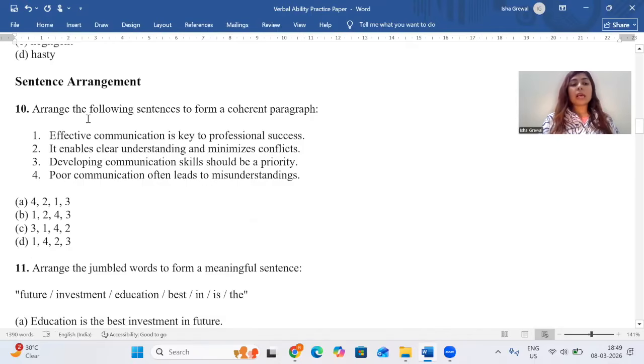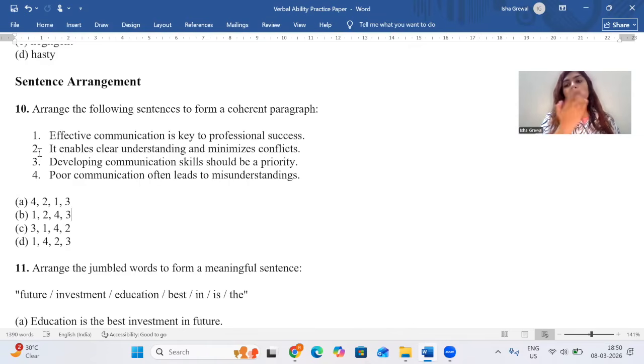Okay, question number 10 is asking you to arrange the following sentences to form a coherent paragraph. Now, the first thing is you have to find out which sentence is going to begin your paragraph. If you find out the first and the last sentence, always tally the options and you are good to go. You are going to find out the answer. Effective communication is a key to professional success. Definitely it is going to begin the paragraph. It enables clear understanding and minimizes conflicts. Now, 1 and 2 are a mandatory pair. So, guys, what I suggest to my students is, if you are able to find the mandatory pair, okay, 1 and 2 are going to be together, or 2 and 3 are going to be together, or 1 and 4 are going to be together, look in the options which option is having those 2 sentences together, right?